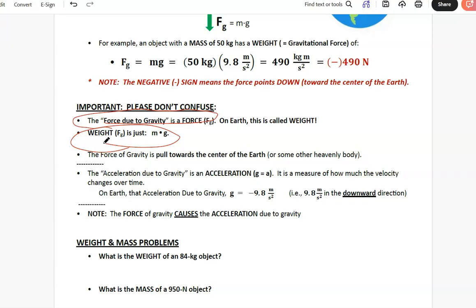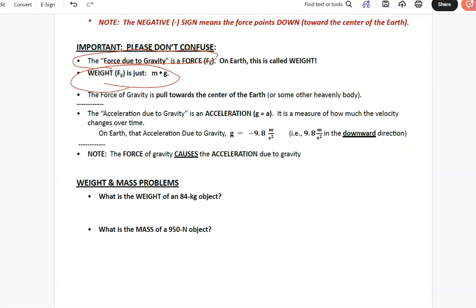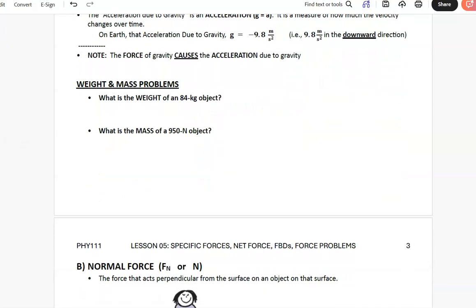All right. So on Earth, the acceleration due to gravity is 9.8 meters per second squared, negative. But in this unit, it's better to think of it as 9.8 meters per second squared in the downward direction. Because the force of gravity causes acceleration due to gravity, both of those are in the same direction. All right. So some examples of calculations, and these are really things I want you to get in the habit of. If you see a mass, calculate the weight. If you see a weight, calculate the mass. So here are two examples.